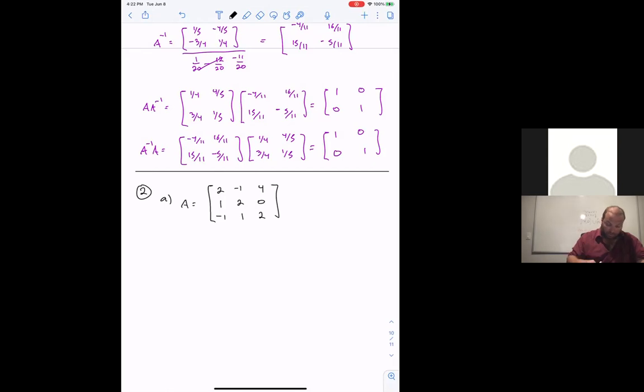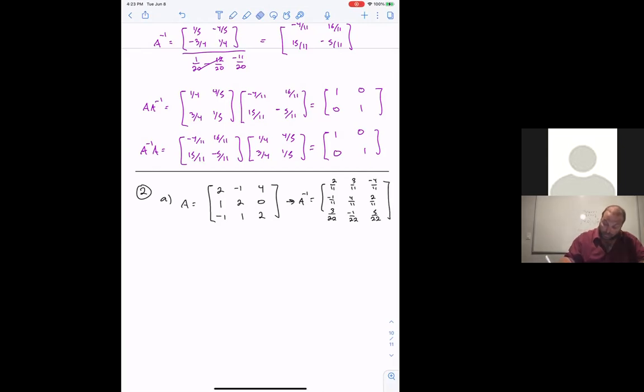So second matrix, edit A, 3x3, 2, -1, 4, 1, 2, 0, -1, 1, 2, quit. And second matrix, A inverse, math, enter, enter. So A inverse is equal to 2/11, 3/11, -4/11, -1/11, 4/11, 2/11, 3/22, -1/22, and 5/22.